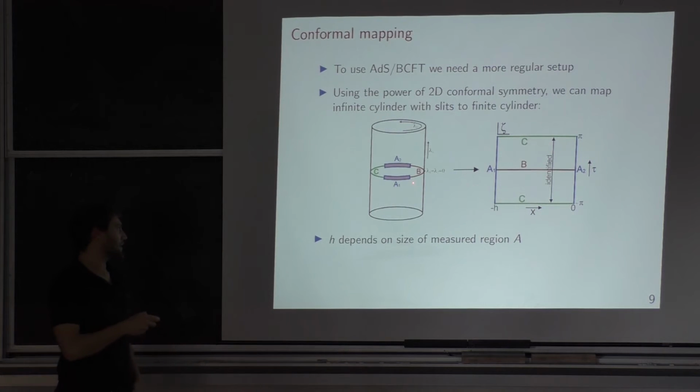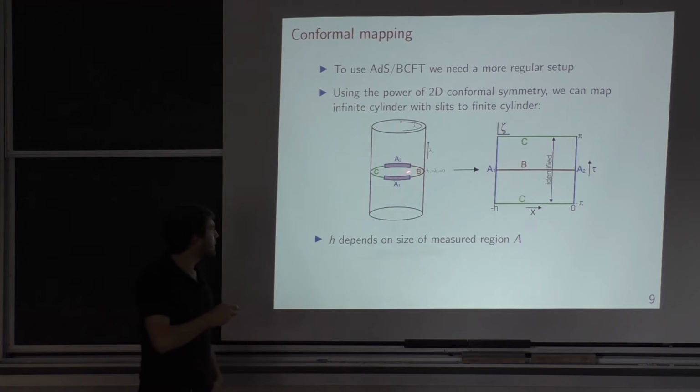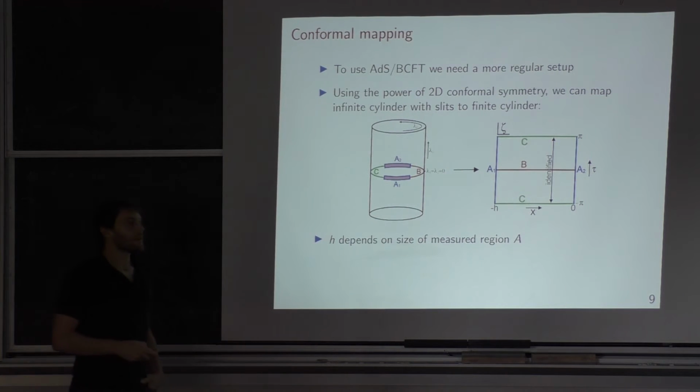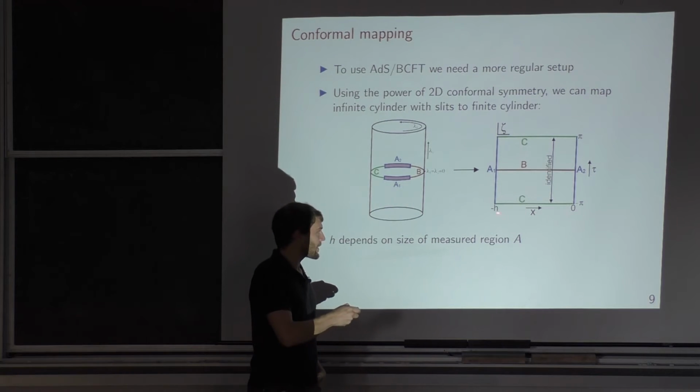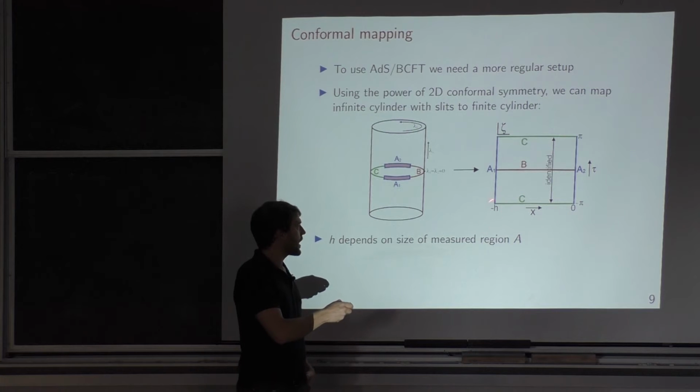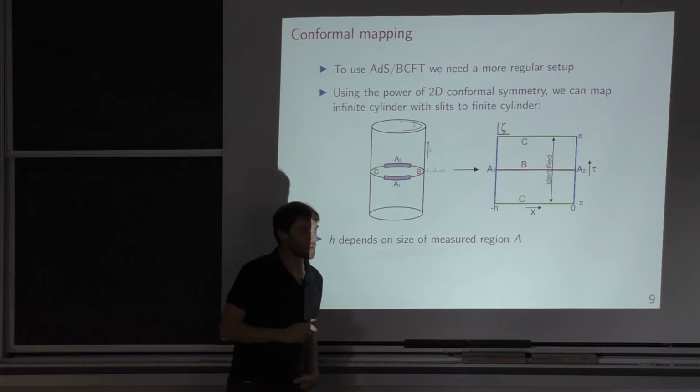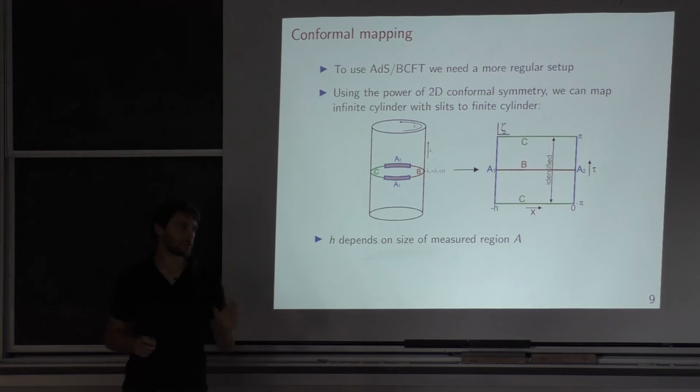What this map is doing is essentially opening up this slit and mapping it to this circle. This is a cylinder. The minus pi and pi, tau equals pi and minus pi, are identified. And one slit is opened up and mapped to this circle, and this slit is opened up and mapped to that circle. Now, the tau coordinate is periodic. The s coordinate has a finite range, and this parameter h only depends on the size of the region A that we measure.